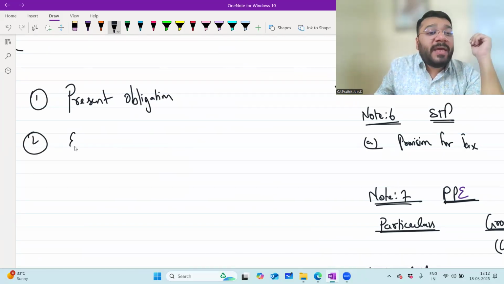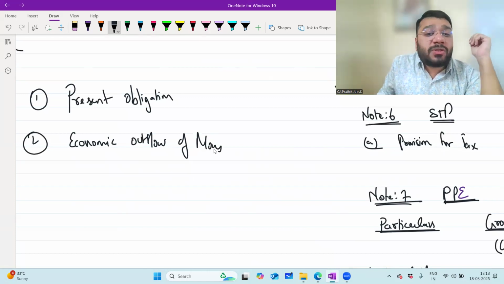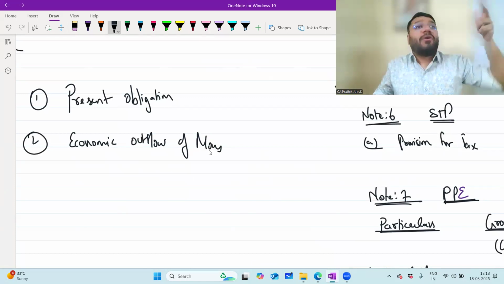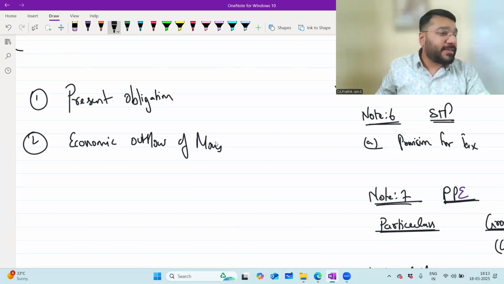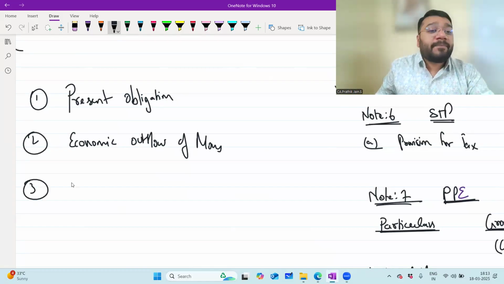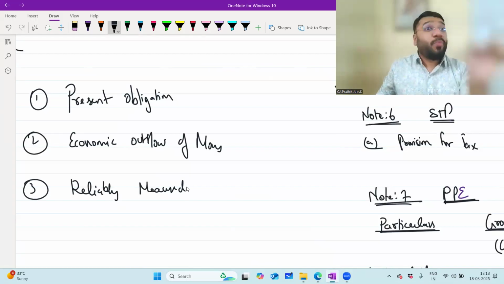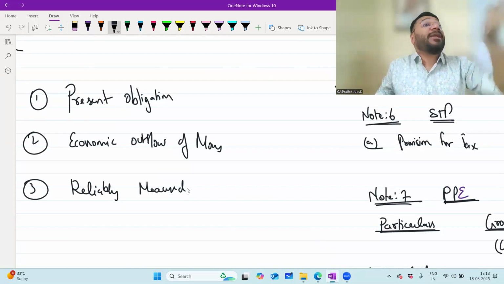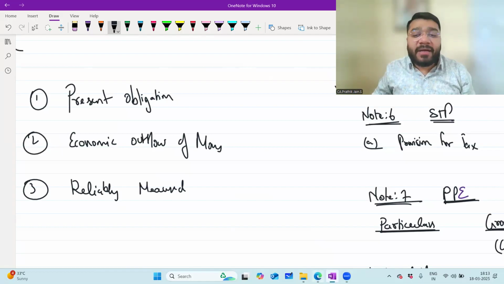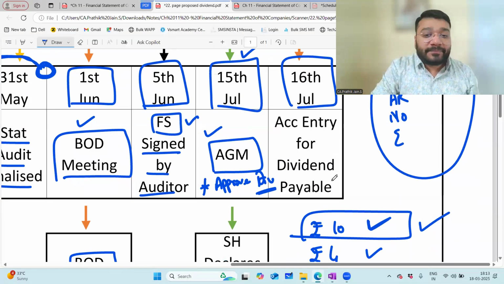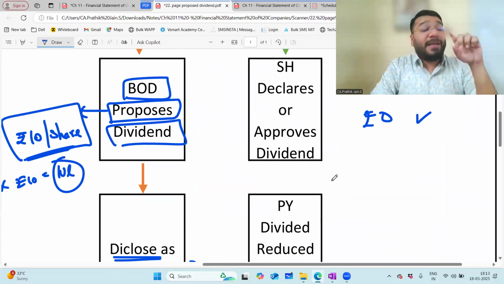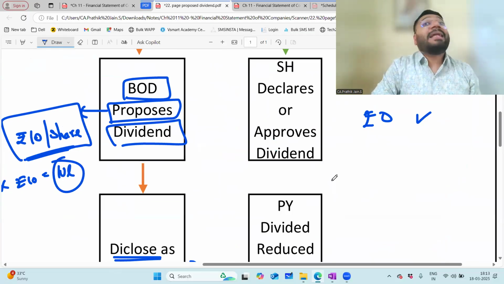Second, there should be economic outflow of money, which means this obligation should lead to future payment of the money, a future outflow of the money. Is it there? Yes. And third, it should be reliably measured. It means the exact amount you're going to pay should be exactly known to you. In our example, what is the total dividend being declared? 1 lakh shares into 10 rupees per share. How much? 10 lakh rupees.